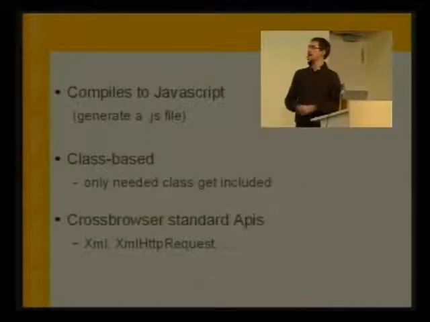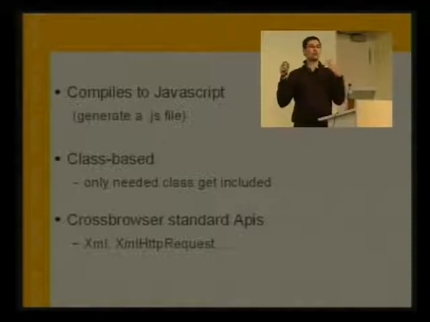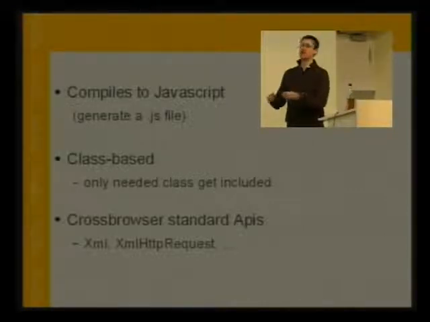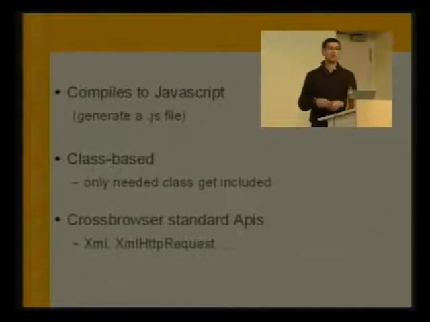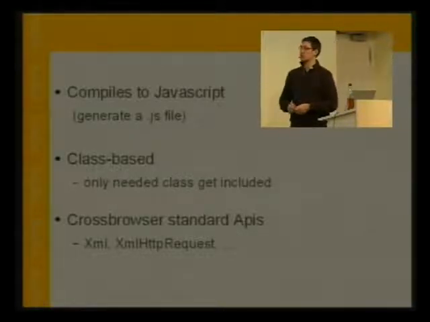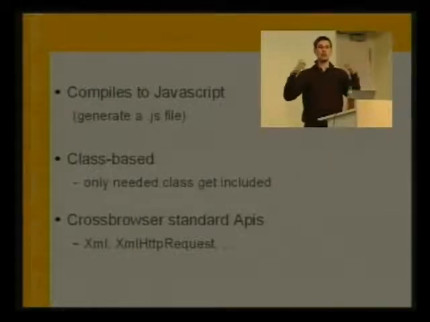So Haxe compiles to JavaScript. It means that you have this set of classes, and it generates everything into one single JavaScript file that can be included in your website. So it's class-based, like Java, if you know Java. The good thing is that when you compile one class, it will compile all its dependencies together and link them into one single .js file.